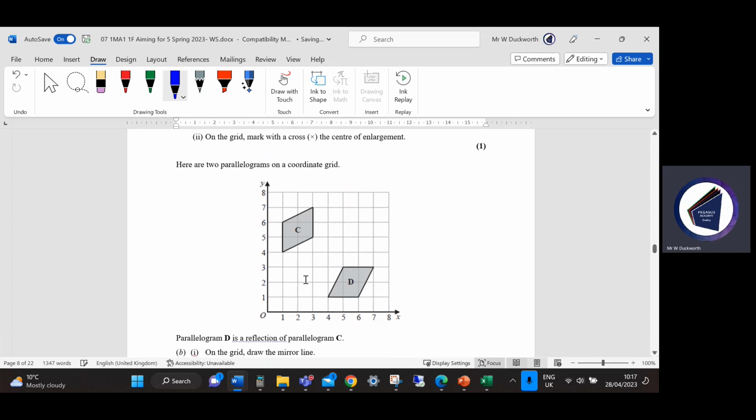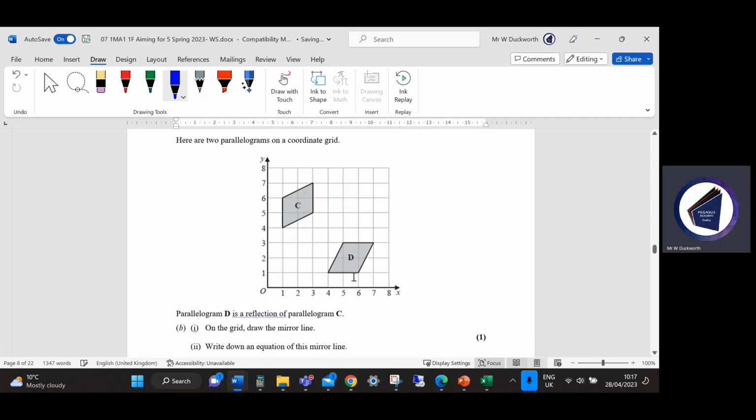Okay, here are 2 parallelograms. Parallelogram D is a reflection of parallelogram C. On the grid, draw the mirror line. So likewise, I'm going to pick similar points. I'm going to start with this 2 and I'll check it with another. So that would need to be the center. That's halfway between those, and we'll do the same there.